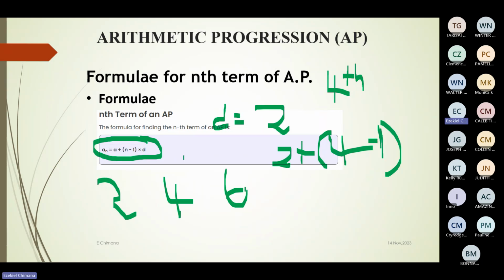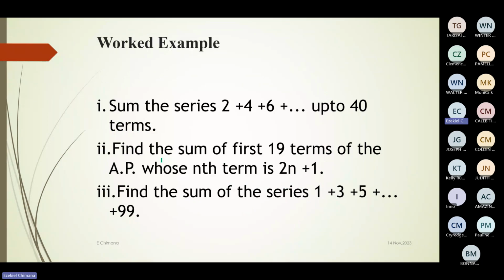All right, and then this d is 2. The common difference is 2. So it will be 2 plus 4 minus 1, which is 3, times 2, you get 6. So it will be 2 plus 6, which is equal to 8. In other words, the fourth term is 8. And if you look at it, it's 2, 4, 6, 8, which is actually true. So you can use this formula to find the nth term of an arithmetic progression.